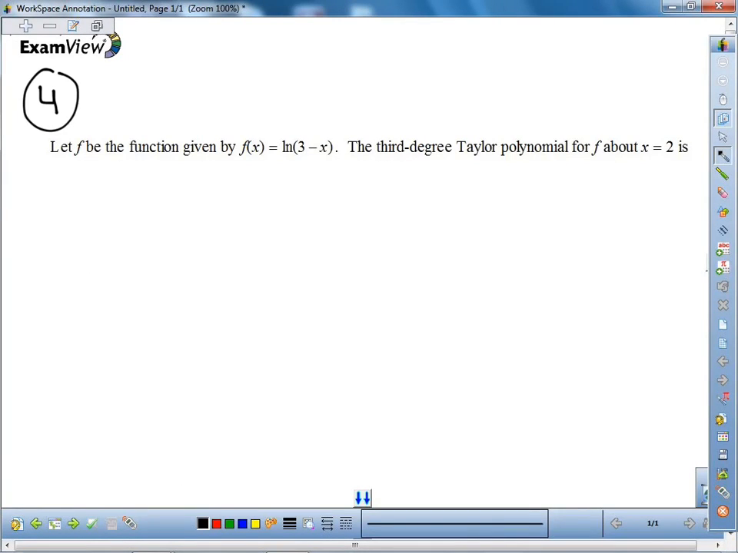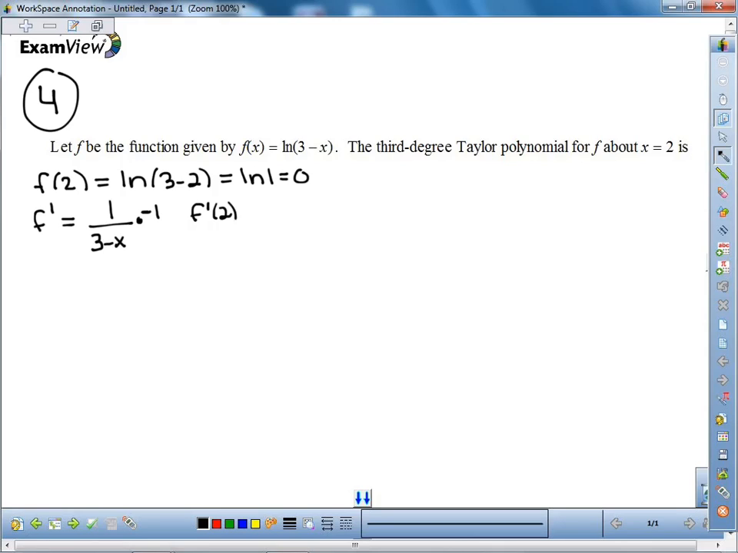For number 4, we need to find a third degree polynomial for f centered at x equals 2. So we're going to start with f of 2. That's ln of 1, which is 0. Then we're going to find the derivative, which is 1 over 3 minus x times the derivative of the inside. If we substitute 2, we'll get 1 over 3 minus 2 times negative 1, which is negative 1.